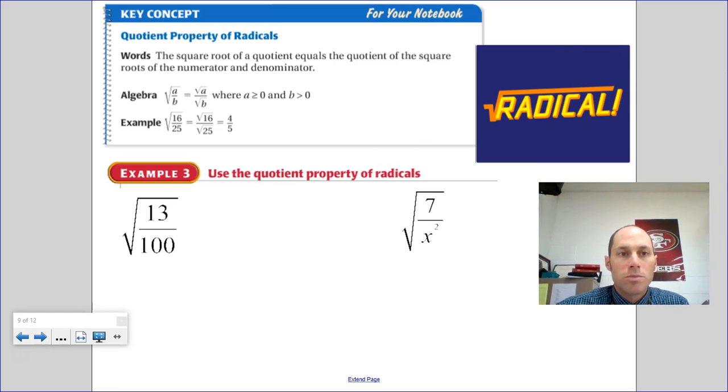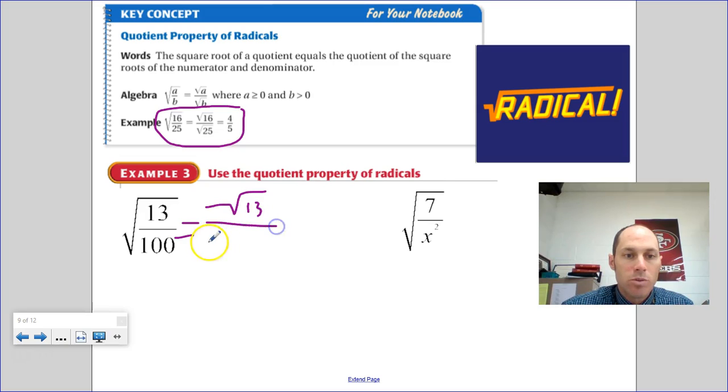Next, let's apply the quotient property of radicals. When we take the square root of a quotient, it equals the quotient of the square roots of the numerator and denominator. So what that means is if I have square root of 16 over square root of 25, I can break it down to square root of 16 over the square root of 25. Square root of 16 is 4, square root of 25 is 5. So anytime we have square root of a fraction, we can make it the square root of the numerator over the square root of the denominator.